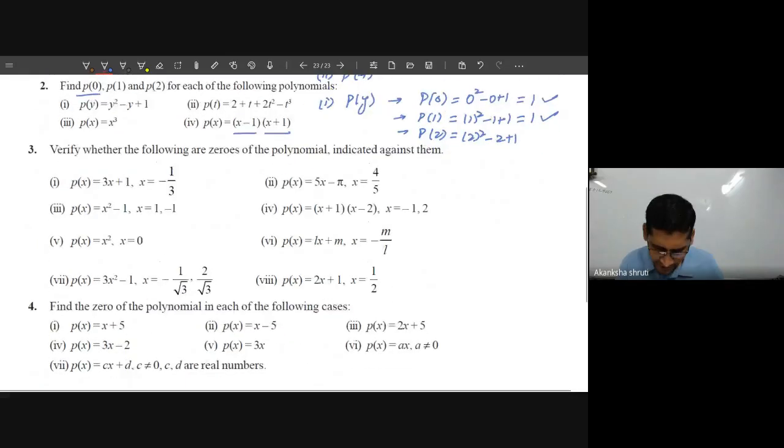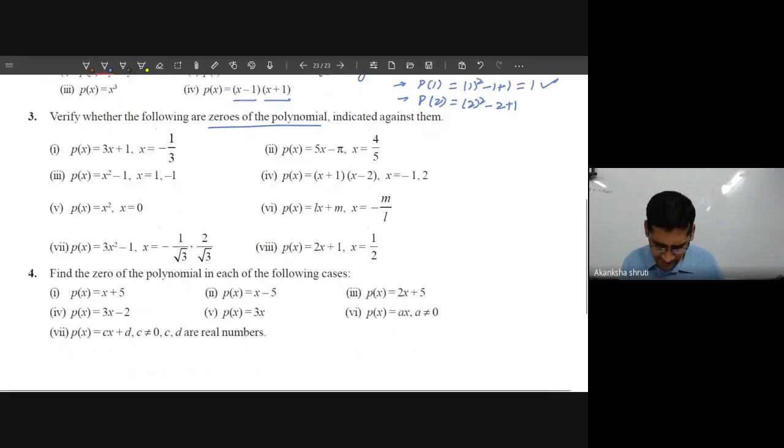Now students, you have to verify whether these are zeros of the polynomial or not. You will substitute in this. If it comes as 0, it will be a zero. If it does not come as 0, then it will not be a zero. The third question we have already done, how to check whether it is a zero or not. Students, question number 3 you people can do.